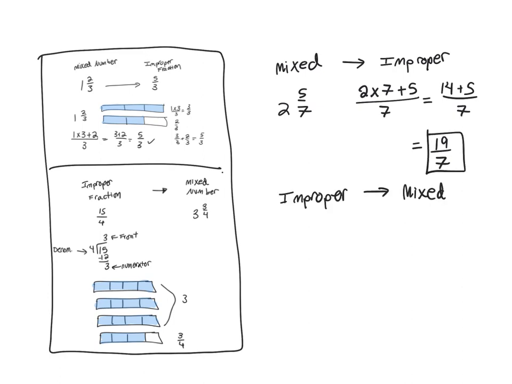Now let's do improper to mixed. This time I'm going to use 11 halves. And remember, my procedure here is going to be to divide my numerator by my denominator. 2 goes into 11 5 times. And then 11 minus 10 is 1. So this is 5 1/2.